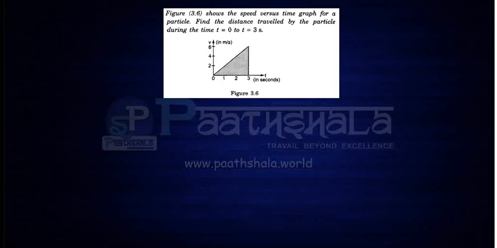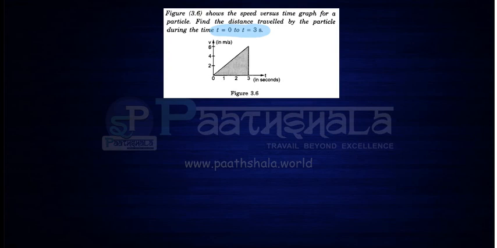So here the figure shows the speed versus time graph for a particle. To find the distance traveled by a particle during time t equals 0 to t equals 3 seconds, using this speed versus time graph we will calculate the area under the graph, since the area under the speed time curve represents the distance traveled by a particle.